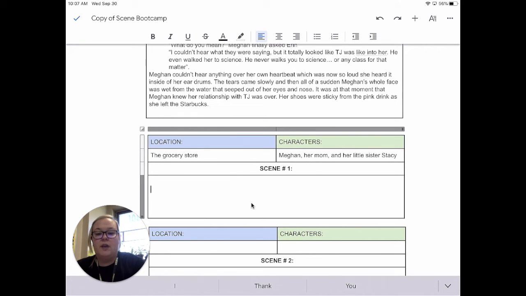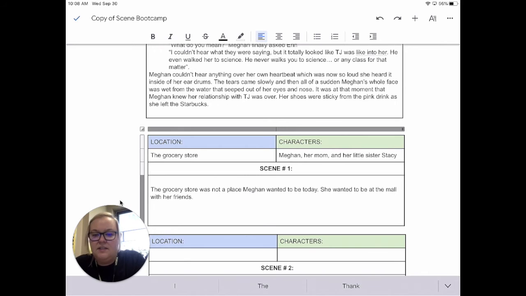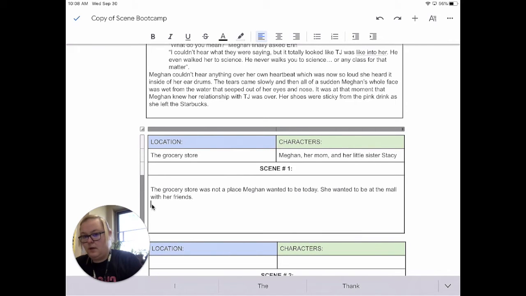I wanted to show you guys that tab key that I used to make the dialogue go in. That button looks like this, right up here. Okay, so I started this scene. The grocery store was not a place Megan wanted to be today. She wanted to be at the mall with her friends. What I want to do now is I want to put some dialogue, so I'm going to hit the enter key so that I move down to this line. Okay, so now I'm down here, and I'm going to write that dialogue.